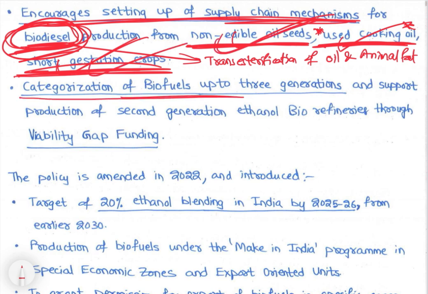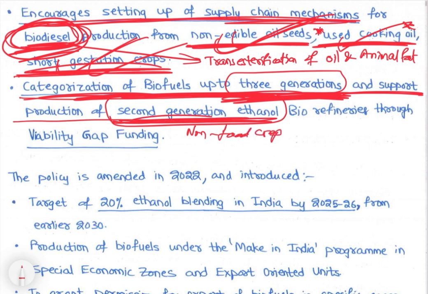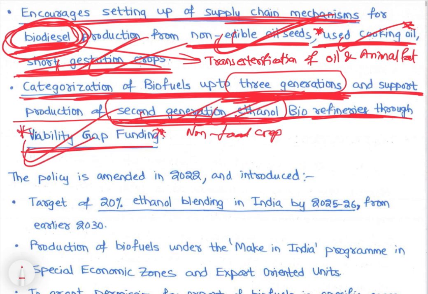So then categorization of biofuels into 3 generations. Right, we studied 4 generation biofuels, right? So इस policy में 3 generations ही categorize किया, and support must be given to production of second generation ethanol, that is non-food crops. Second generation, that is non-food crop, food crop से biorefineries through viability gap funding. So viability gap funding से second generation ethanol production पे वो किया, right, promotion करने के लिए.